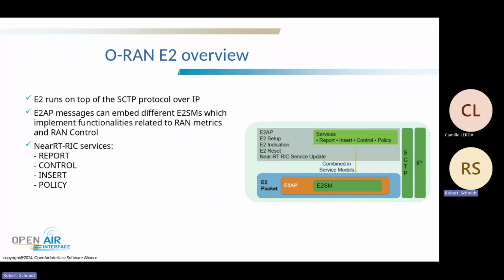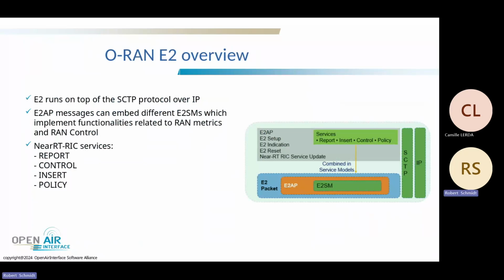Now the E2AP messages, via these basic messages, encapsulate service models which actually implement the actual RAN function. The services that exist are report, control, insert, and policy. I will now explain what report and control are. In my opinion, the standard specifies all of them in a dedicated way, but I find it very easy to understand report and control, and insert and policy follow naturally from the other two.